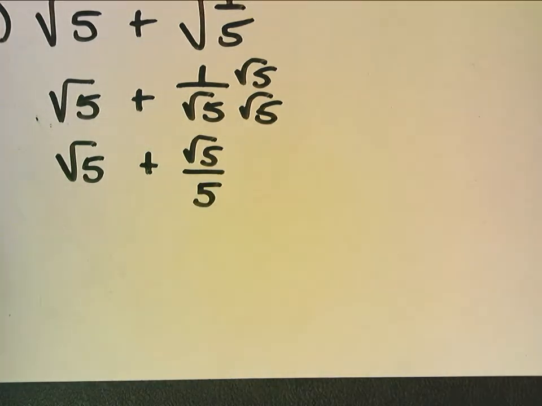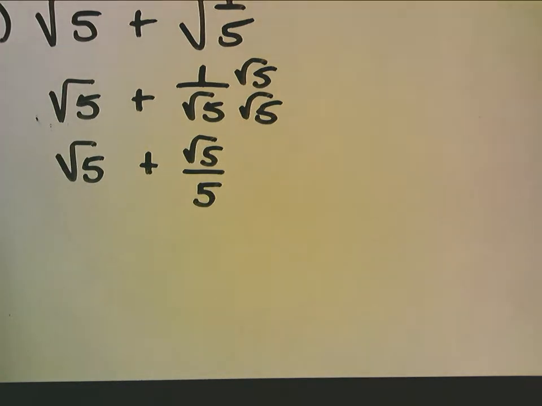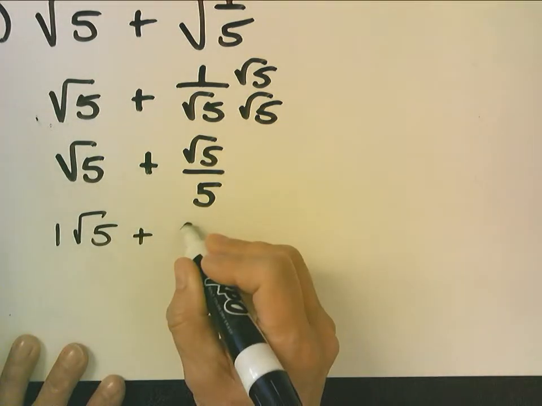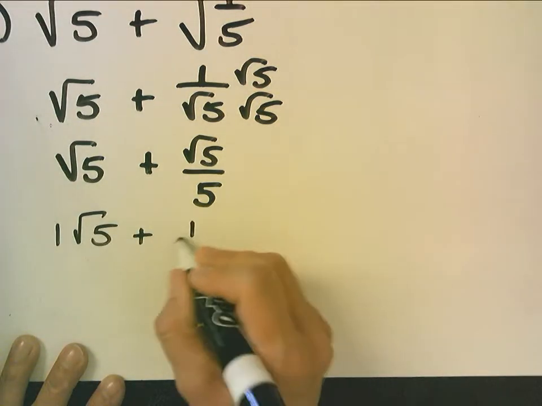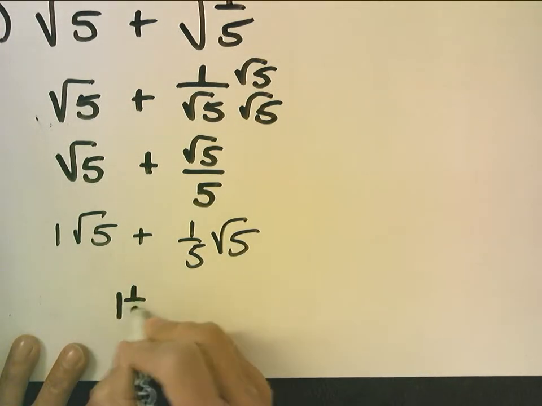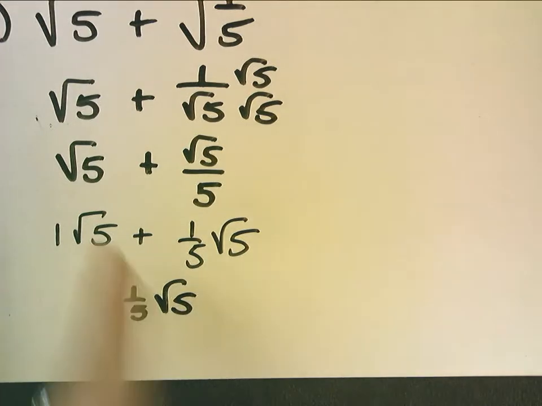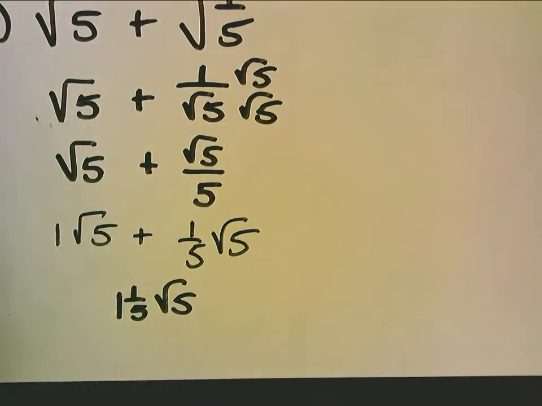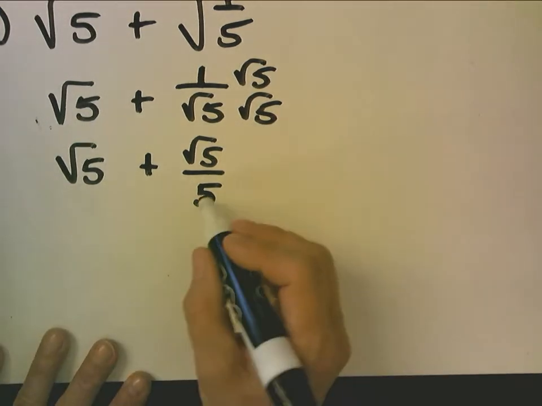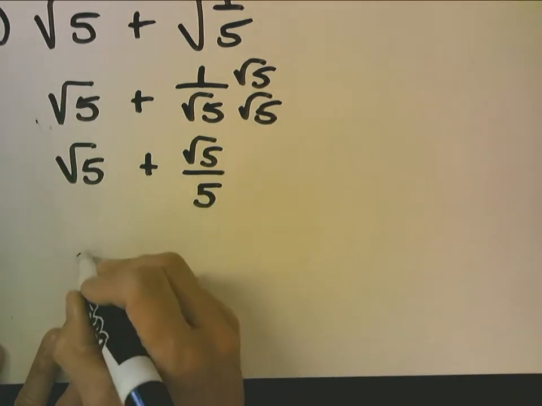Now, they both have a root 5, but they have different coefficients. So this is 1 root 5, and this is 1/5 root 5. So one way you can do is just say this is 1 1/5 root 5. If you see the coefficients that clearly, go ahead and do that. Some of you won't. Some of you will say, well, this is a fraction. I can't combine them unless I have a common denominator.